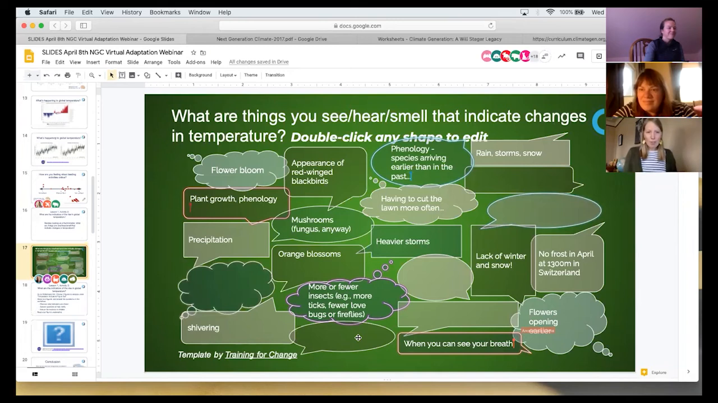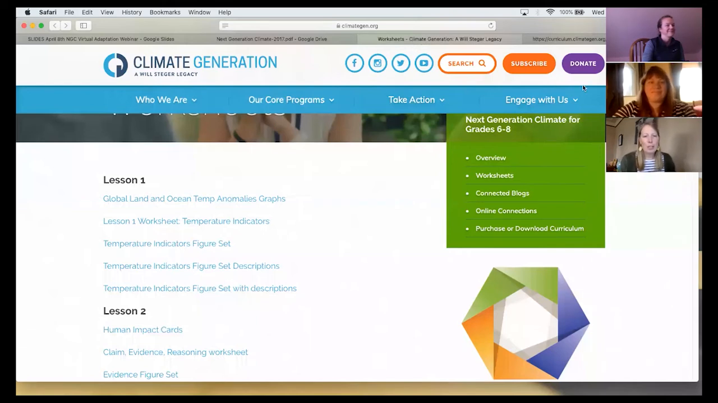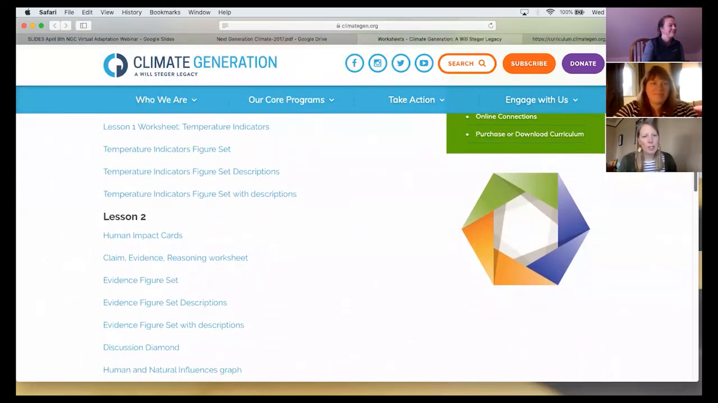So clearly we can see evidence for climate change happening, where we live, or when we read about it, or when scientists have recorded it and tell us. So thinking of these impacts and evidence, we have some graphs or figures that we would like you all to look at right now for this next activity. So if you want to go again to the online worksheets and go to the temperature indicators figure set, again under lesson 1.